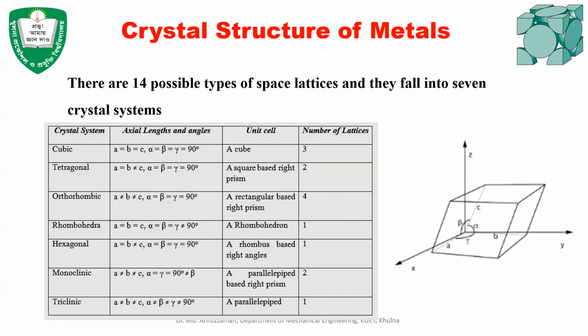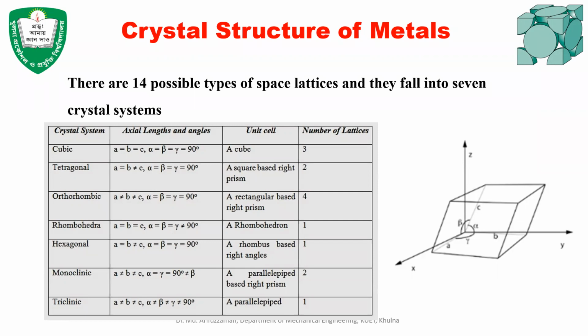One is simple cubic, face-centered cubic, body-centered cubic. There are 3 types of lattices present in the case of cubic, tetragonal has 2 types, orthorhombic has 4 types, rhombohedral and hexagonal only 1 type each, monoclinic has 2 types, and triclinic has 1. Okay, and this unit cell can be described with the length of edges and the angle between the edges. For example, the cubic cell has equal edges: a, b, c, all 3 edges are equal, and the angles between those edges are also 90 degrees. Okay, that's how the cubic cells are formed.